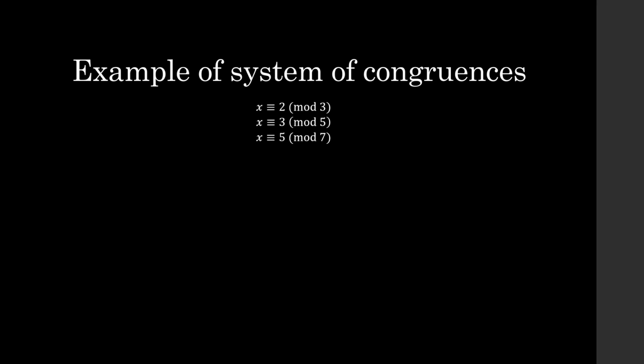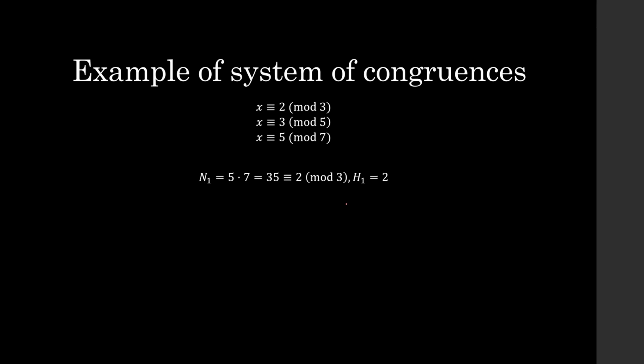We've got that x is congruent to 2 mod 3, and maybe this was a more complicated system first, but we managed to reduce each individual congruence to this simple solution for each of them. So we've got that x is congruent to 2 mod 3, x is congruent to 3 mod 5, and x is congruent to 5 mod 7. And so we want to find a common solution for all of these.